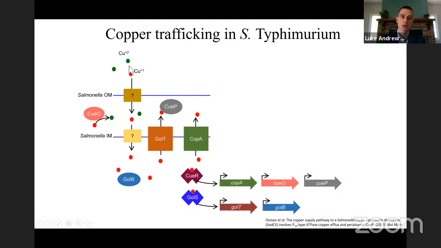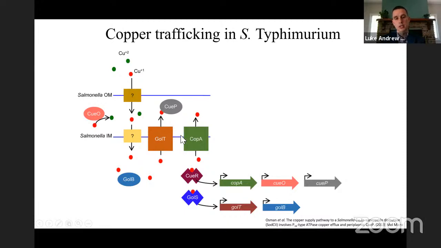Here I'm showing copper 1 and copper 2. Copper can gain access to the cytoplasm of Salmonella through non-specific mechanisms. At that point, it's recognized by 2 different transcriptional regulators, CueR or GolS. When bound by copper, those regulators activate transcription of their operons, including copA, cueO, cueP, and golT and golB. GolT and CopA are both P1B-type ATPases that pump copper from the cytoplasm into the periplasm.